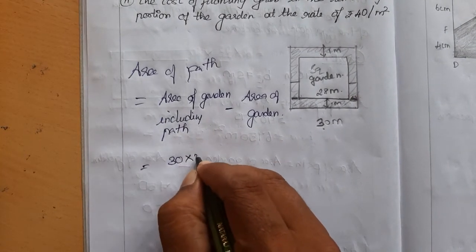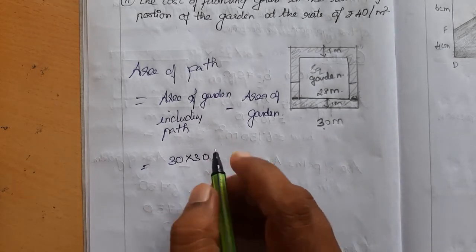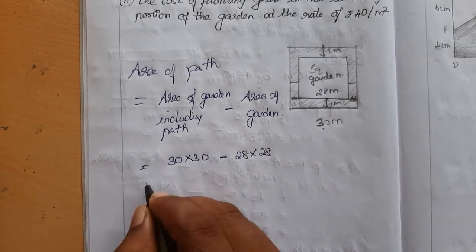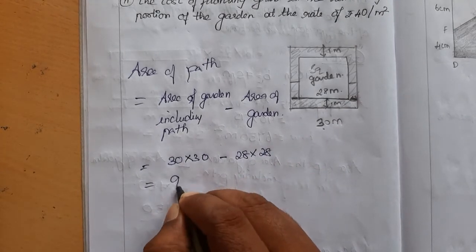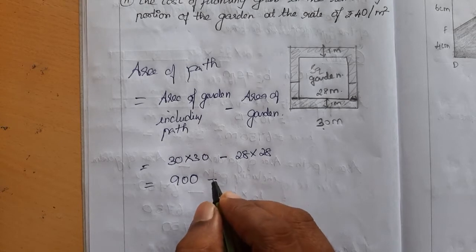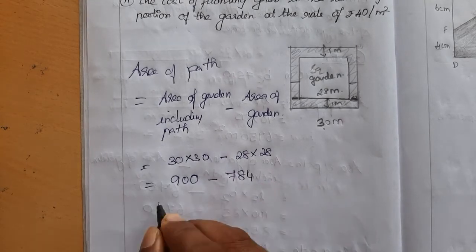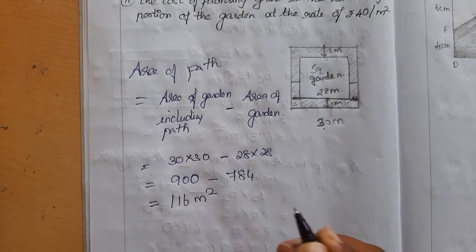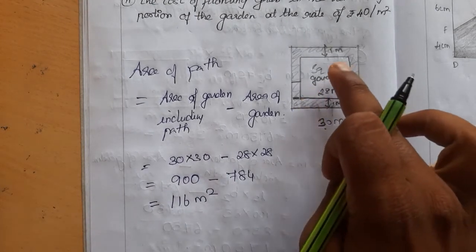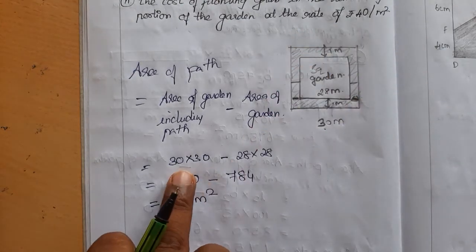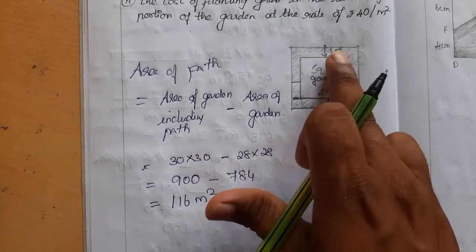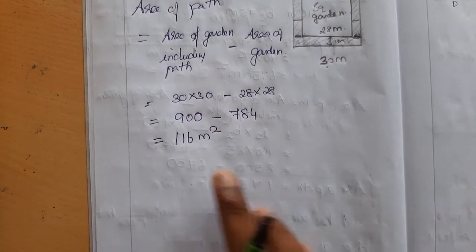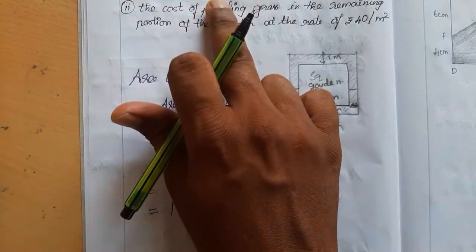So area of garden including path is 30 meters. So 30 into 30, since it is a square, side into side, minus the garden, which is 28. So 28 into 28. 30 into 30 is 900, minus 28 into 28, which is 784. If we subtract, we will get 160 meter square, right? So the area of the garden including the path is a square, side into side, 30 into 30. With that we are subtracting the square garden, 28 into 28, 784. If we subtract, we will get 160 meter square. So we found the area of the path.